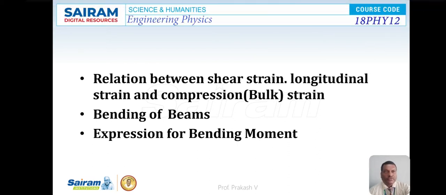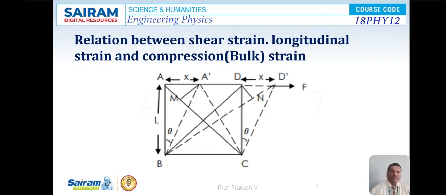So the first concept is relation between shear strain, longitudinal strain and compression strain. So look at this picture. Here is a material; the front face of the material is ADCB, the bottom end, that is BC, is fixed, and a shearing force F is acting along AD such that it bends as shown in the picture. Here the shearing angle is observed to be theta and the length AB is equal to L. So these were all the information about this picture.